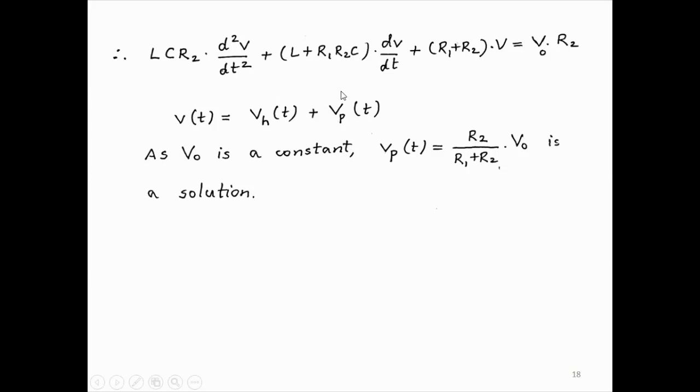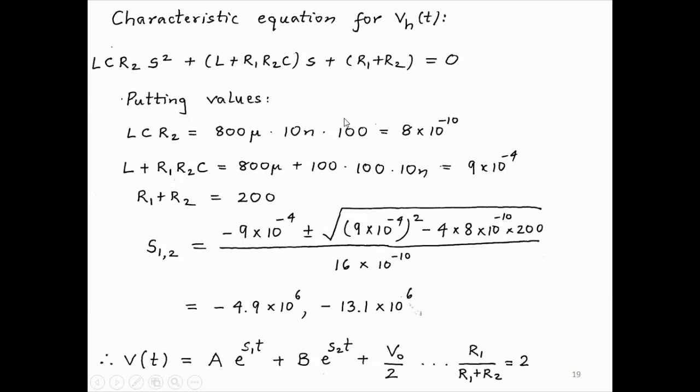Now again, the solution of V will have a homogeneous part and a particular solution. The particular solution, because V0 is a constant voltage, we find simply by writing V as a DC quantity. And if V is a DC quantity, then the dV/dt and d2V/dt squared are 0. So we just solve the last two terms for V, and so we'll get Vp of t as R2 by R1 plus R2 into V0. That is one solution, and therefore that is Vp.